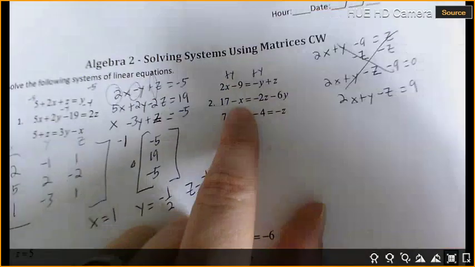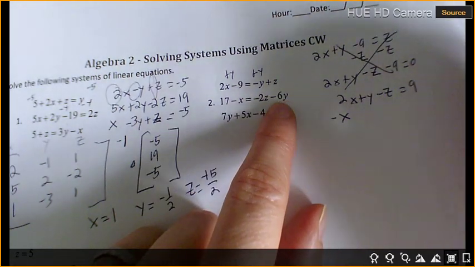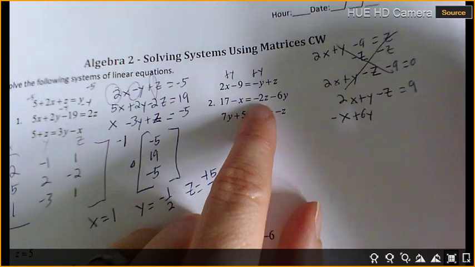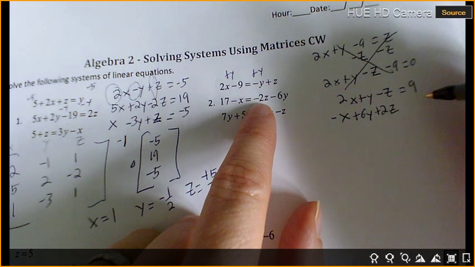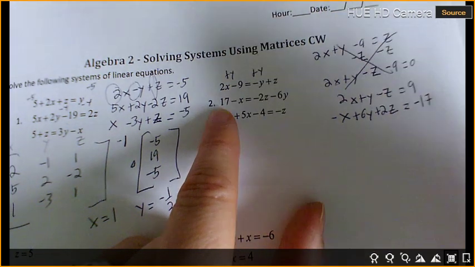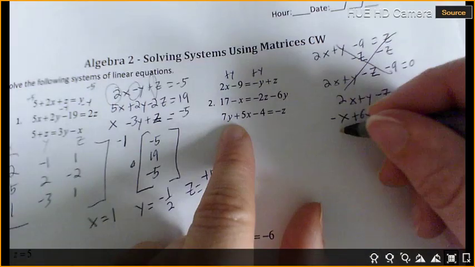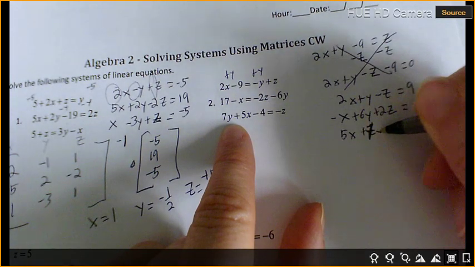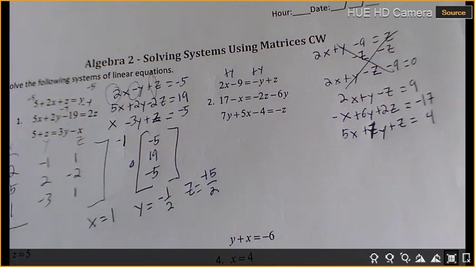Okay, for this one, I'm going to make negative x come first. I'm going to move y to the other side. So instead of negative 6y, it's going to become positive 6y. Instead of negative 2z, it's positive 2z. And I'm going to move 17 to the other side, and it's going to be negative 17. Okay? And then we're going to have 5x plus 7y plus z equals 4. That's what I get when I rearrange it.